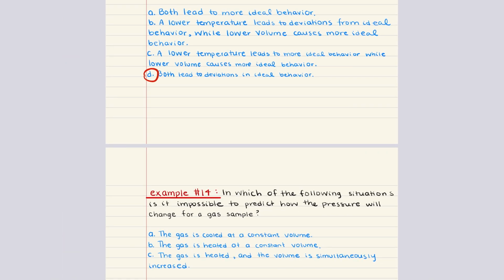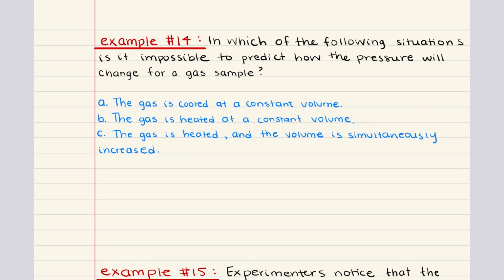Awesome. Problem 14 is next. Problem 14 says, in which of the following situations is it impossible to predict how the pressure will change for a gas sample? Let's work through each answer choice. A says, the gas is cooled at a constant volume. Now, according to Gay-Lussac's law, if the gas is cooled, temperature decreases at a constant volume, the pressure is going to decrease. This relationship is predictable and direct, so this is not the correct answer choice.